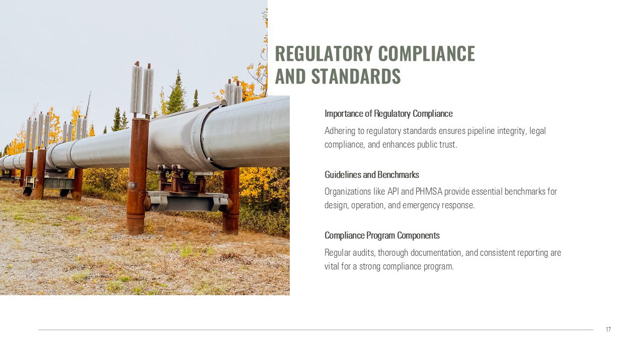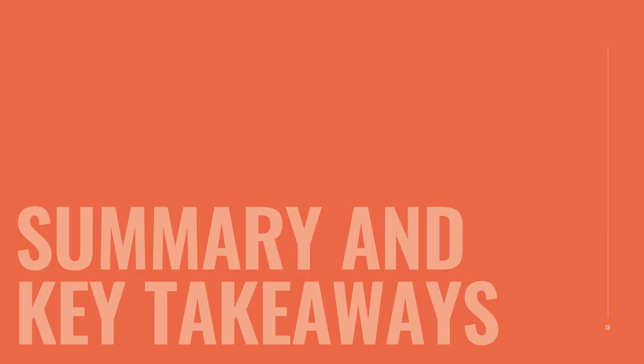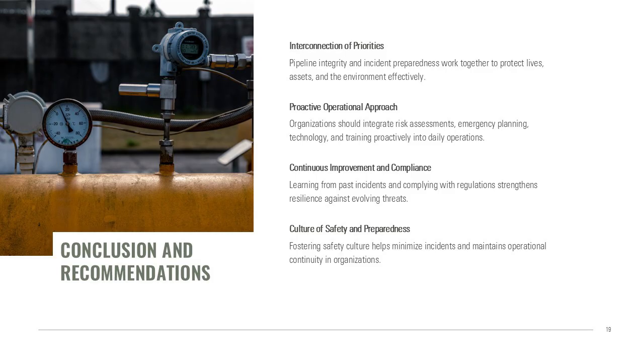Adhering to these standards ensures legal compliance, reduces liability, and enhances public trust. Regular audits, documentation, and reporting are critical components of a robust compliance program. Conclusion and recommendations. Pipeline integrity and incident preparedness are interconnected priorities that safeguard lives, assets, and the environment.